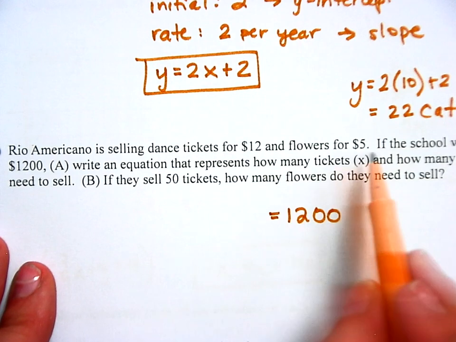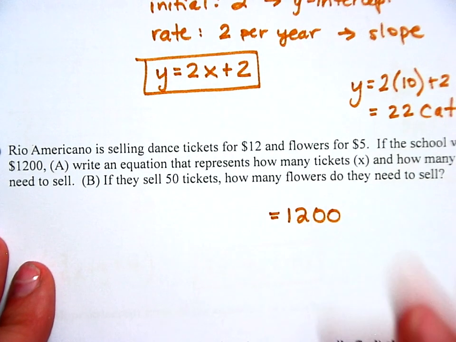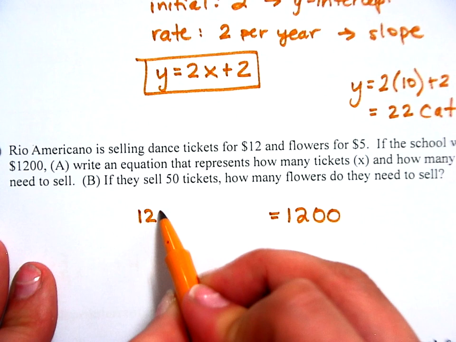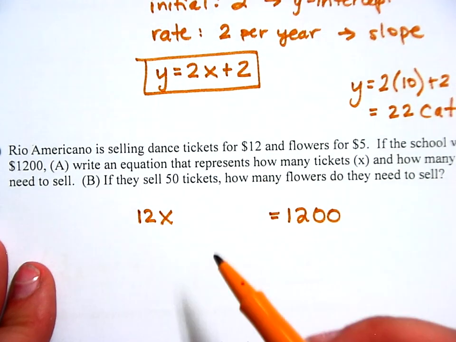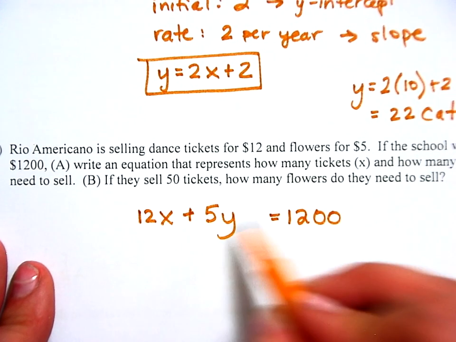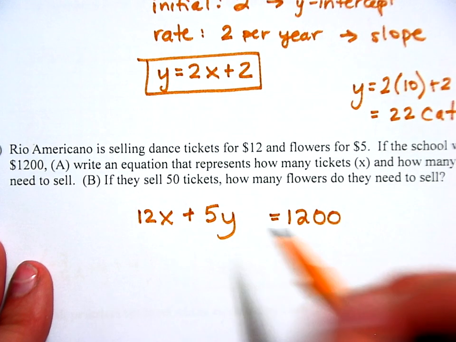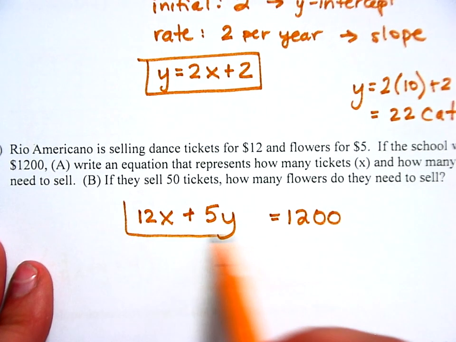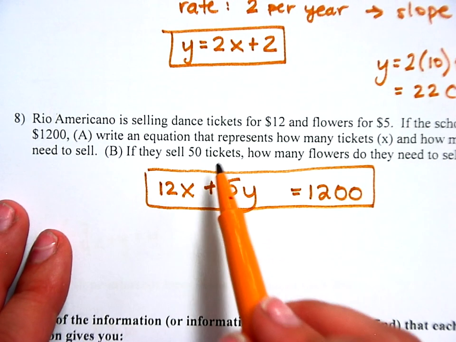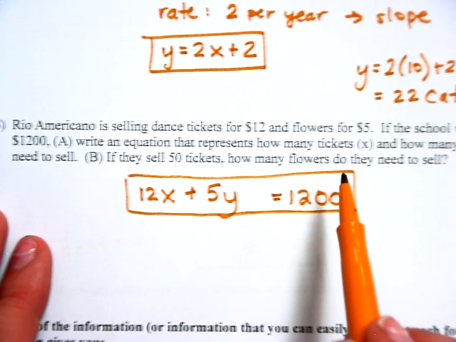And I have 2 things selling for different amounts. So this is probably going to be in standard form. So this is going to be 12x, x is going to be the number of dance tickets, plus 5y, y is going to be the number of flowers they sell. So this is my equation right here in standard form. Then let's answer the question. If they sell 50 tickets, how many flowers do they need to sell?